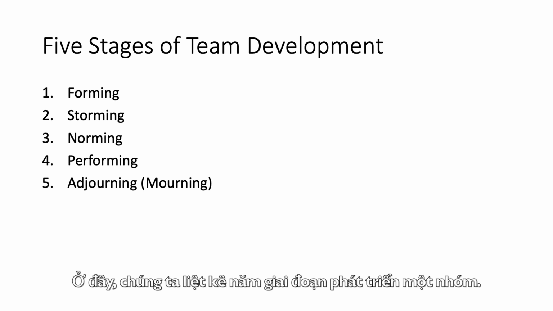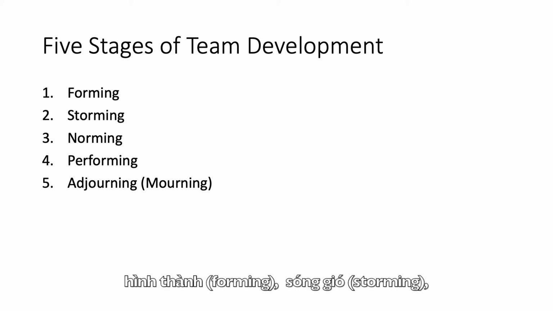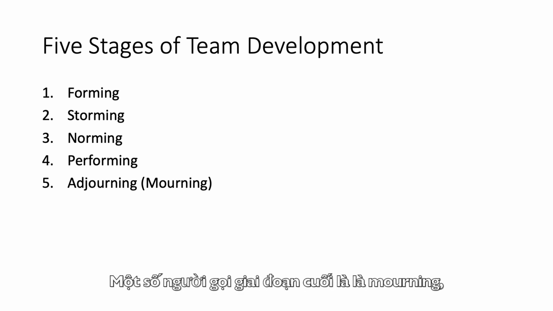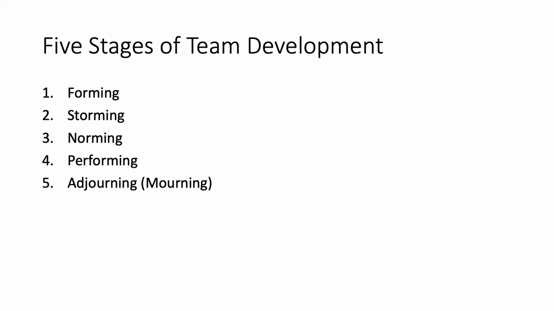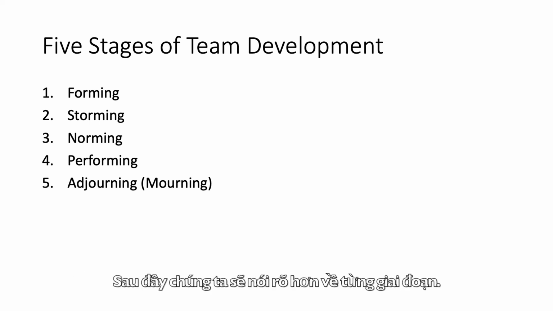Here we're listing the 5 stages of team development. These are really well known, well documented, and they go as follows: forming, storming, norming, performing, and adjourning. And some people say instead of adjourning, it's mourning, because at that time everybody is quite happy to be part of the new team. Let's talk about these 5 stages a little bit more specifically.